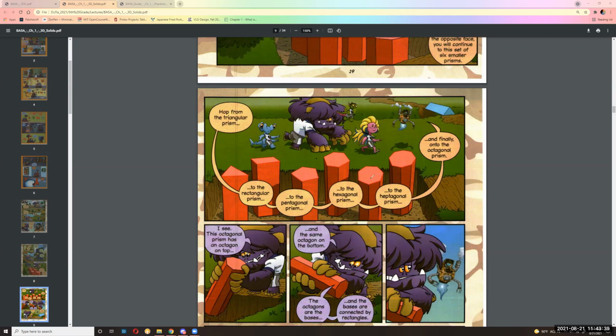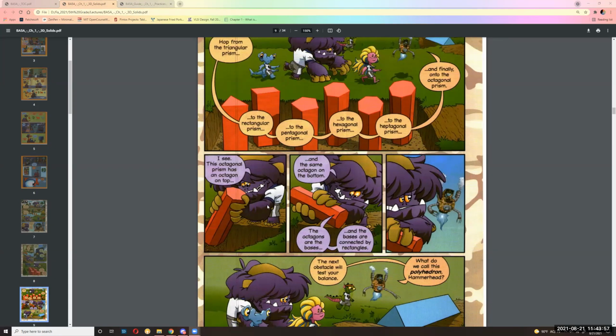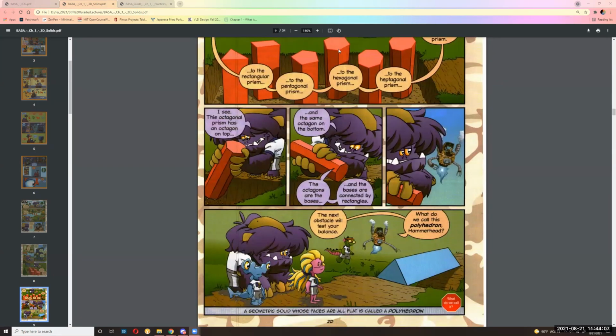And then real quick, this is 7 sides, known as the heptagon. This octagonal prism has an octagon on top and the same octagon on the bottom. The octagons are the bases, and the bases are connected by rectangles. So the rectangles here are this little area. That was pretty bad, but if that makes sense. And then the octagons are the bases right here, up and down. All right.